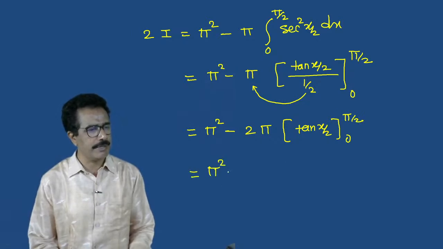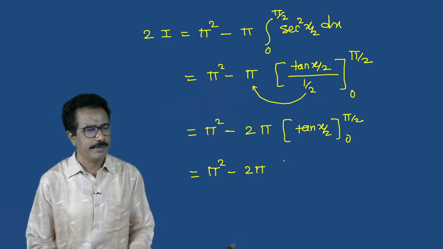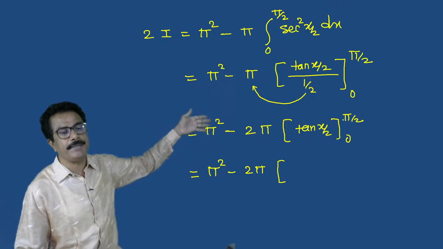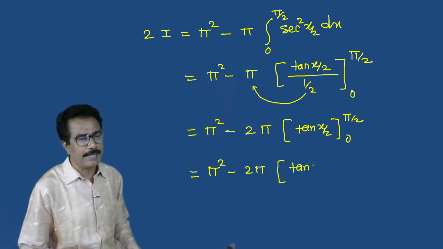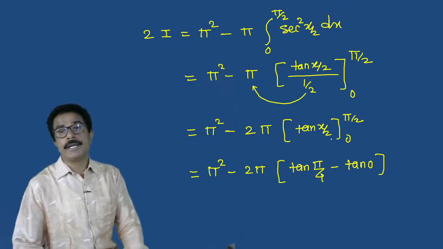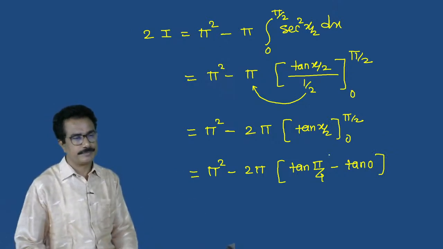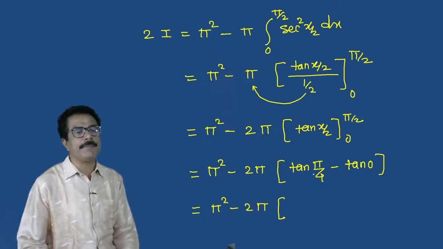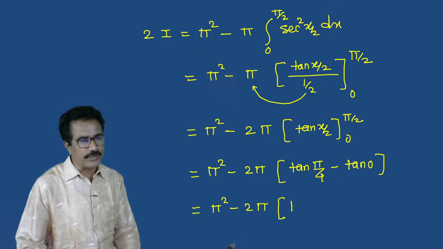So pi square minus 2 pi, put the upper limit, tan of π/2 by 2 in place of x, upper limit π/2, into 1/2, tan π/4 minus tan 0. Tan 0 by 2 means 0. Now you tell me what is the value of tan π/4. So we can write pi square minus 2 pi into tan π/4, tan 45, that is 1 plus 0. So we can write this final answer.